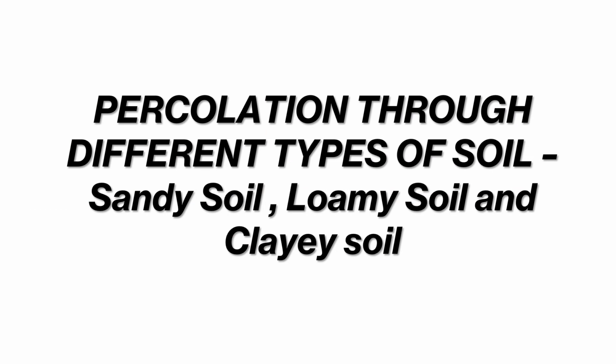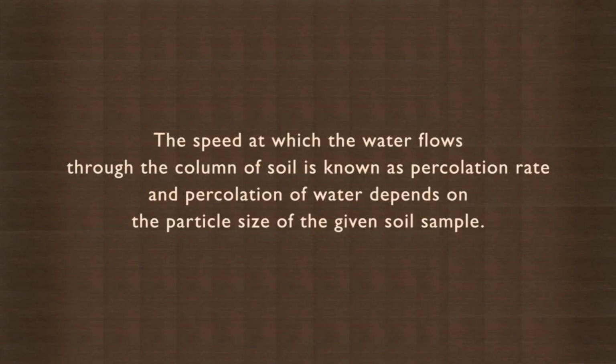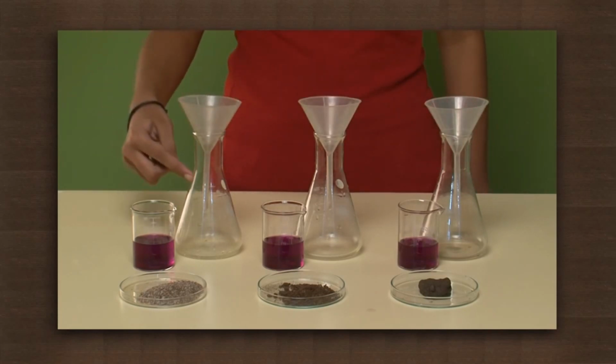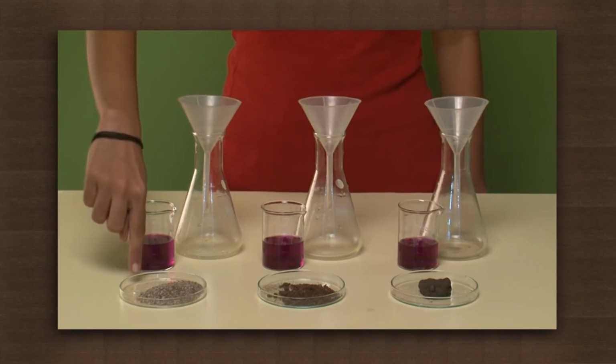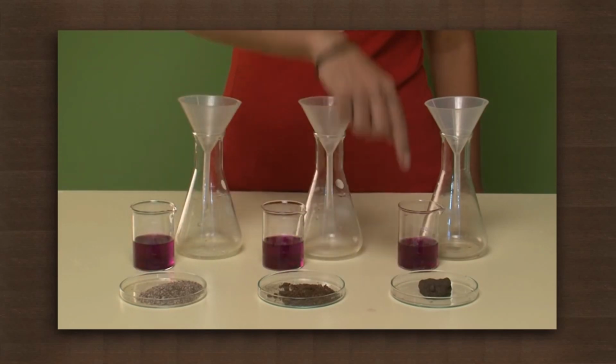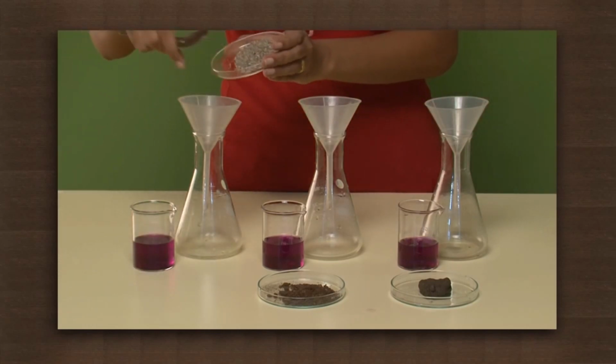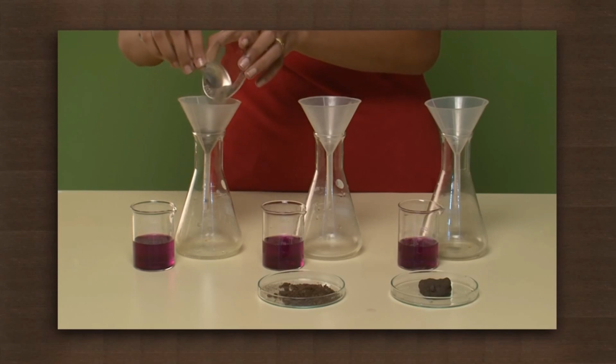Next is about percolation through different types of soil, that is sandy soil, loamy soil and clayey soil. The speed at which water flows through the column of soil is known as percolation rate, and percolation of water depends on the particle size of the given soil sample. Let us see. For this we need 3 funnels having a cotton plug at the end, conical flasks, 20 grams each of sand, loamy soil, clay and 3 beakers with 50 milliliters of colored water. Put the sand in the first funnel, loamy soil in the second and clay in the third.